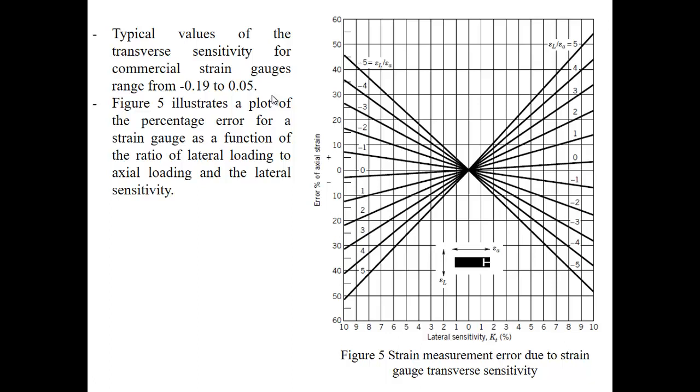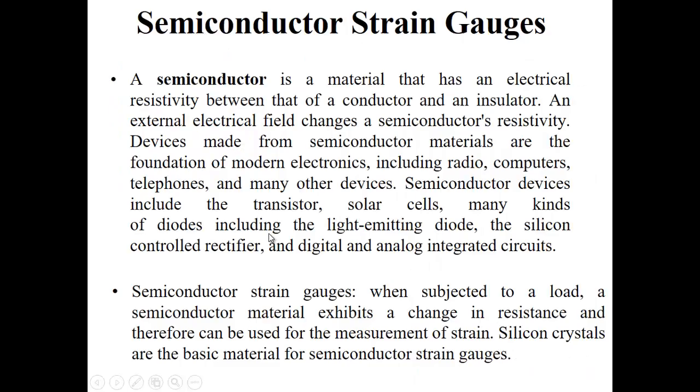Okay, figure 5 illustrates a plot of the percentage error for a strain gauge as a function of the ratio of the lateral loading to the axial loading. So from here, this is your lateral over your axial loading. So it will affect the value of your error with respect to the lateral sensitivity. So you need to define your strain at the axial and also the lateral in order to get the error, the less error on that with respect to the lateral sensitivity.